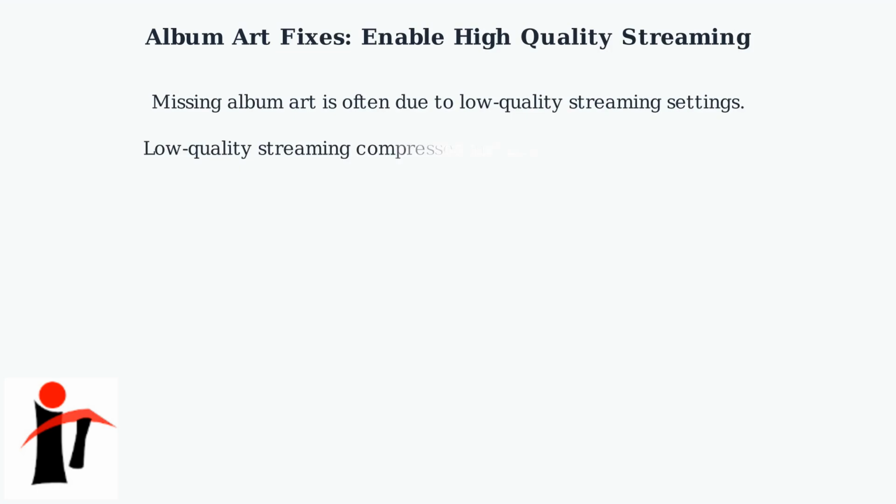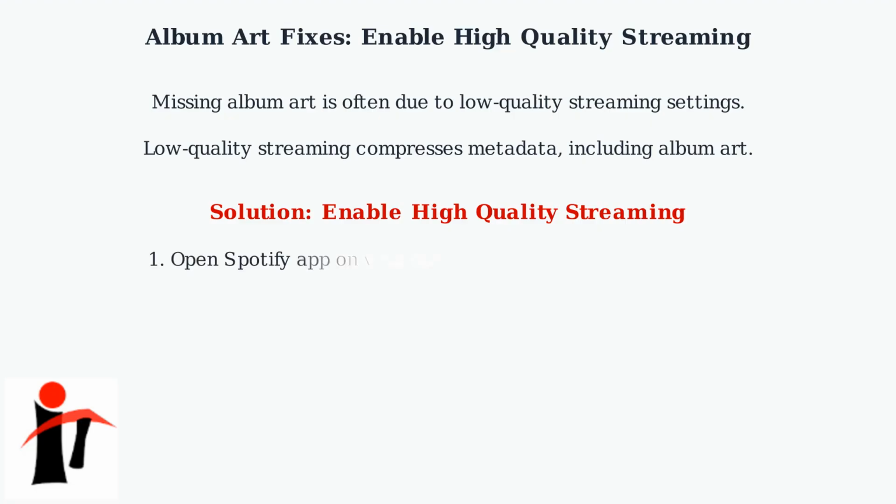Missing album art in your Tesla Model Y is often caused by low-quality streaming settings in Spotify. When streaming quality is set too low, Spotify compresses the data, which can prevent album artwork from loading properly. To fix this, you need to enable high-quality streaming in the Spotify app. This ensures that all metadata, including album art, is properly downloaded and displayed.